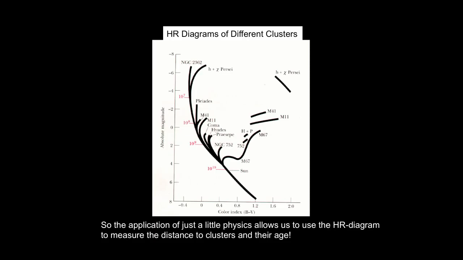in the same way. So if we compare the HR diagrams of different clusters, we see that they all have different main sequence turnoffs and therefore different ages. Some of them indeed, like M41 and M11, no longer have a main sequence at all. So you see that the application of just a little simple physics allows us to do an awful lot, to figure out an awful lot about the properties of stars and the ages of stars.